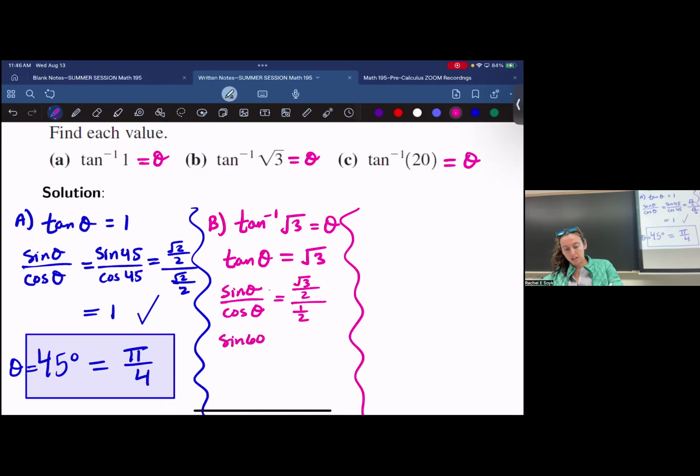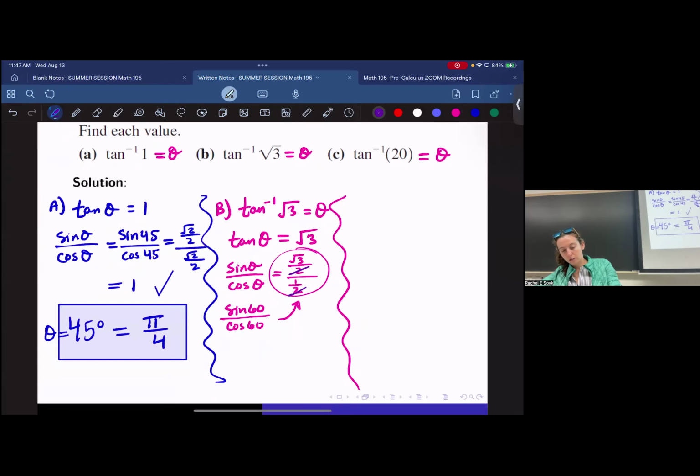Sine of 60 gives us that square root of 3 over 2. Cosine of 60 gives us the 1/2. When we divide these two by each other, denominators cancel out, and we're left with that square root of 3 over 1, which is square root of 3. So our theta here is 60 degrees, also known as pi over what? Keep asking you guys this so that it just gets more implanted into your brain. Pi over 3, right?